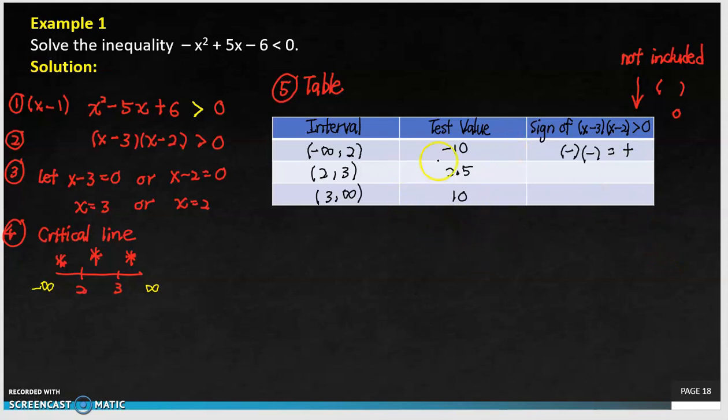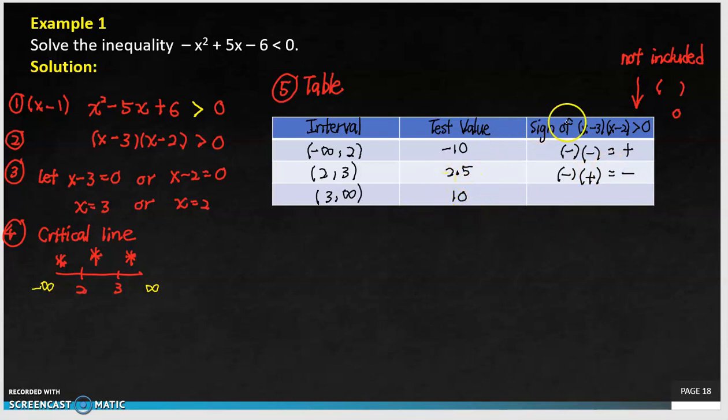Let's say another value, 2.5. So 2.5 again, substitute into x. 2.5 minus 3, you can use your calculator, is negative 0.5. So the value is negative. So next, 2.5 substitute in here. So 2.5 minus 2 is positive 0.5. So the sign is positive. So negative, positive, negative. Remember, we just substitute into the x.